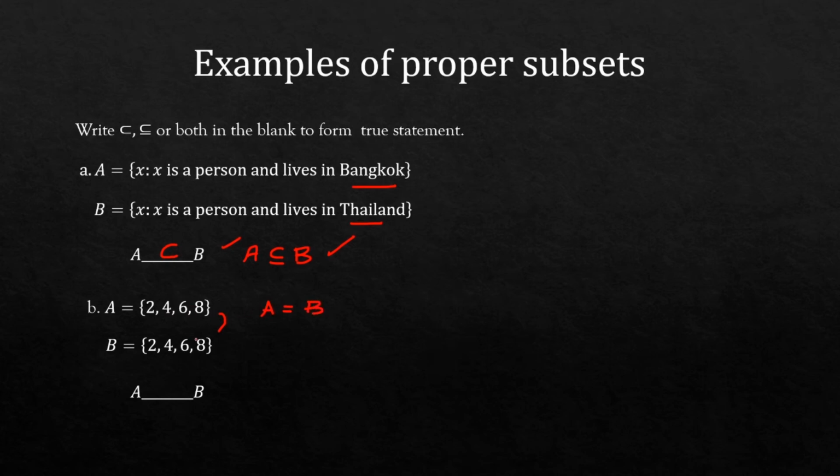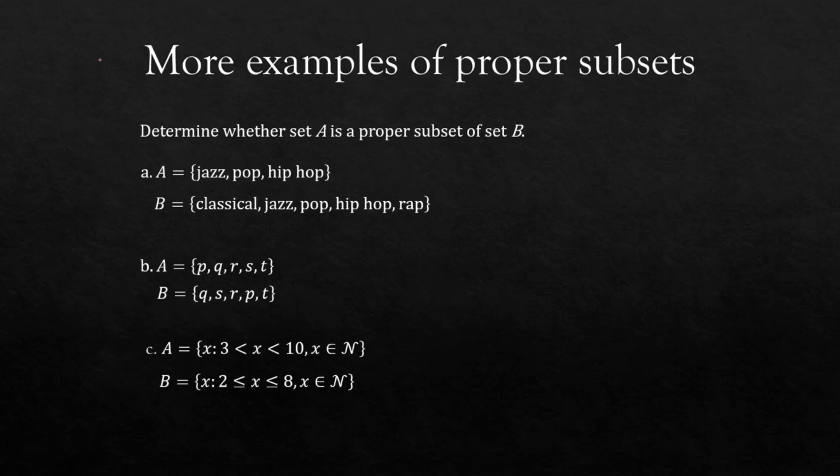If you have equal sets, you must use the subset symbol. They are not proper subsets. Because they're equal, we need to include this sign here, which shows that the two sets are equal. So as a proper subset, this would be wrong. You would have to put a bar through that to show that they are not proper subsets. Let's do some more examples of proper subsets.